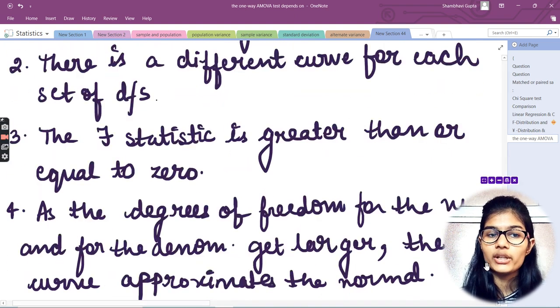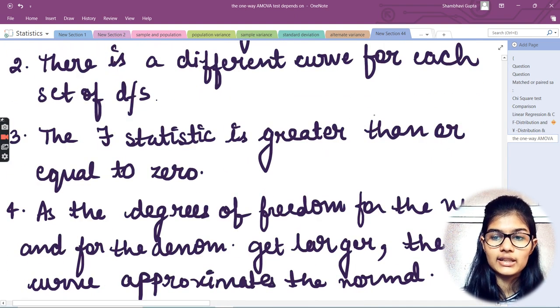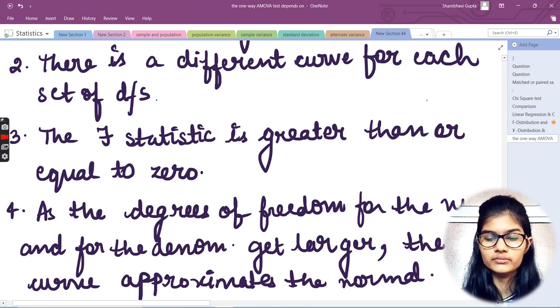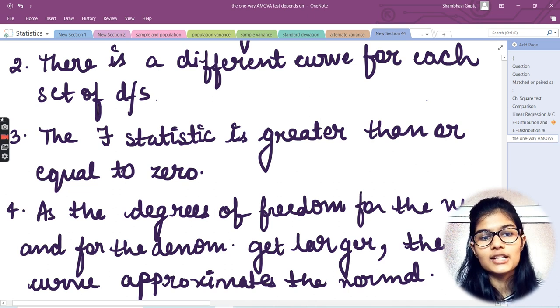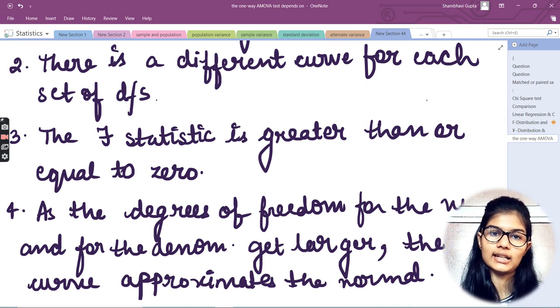So for each and every set of different degrees of freedom, we have a different curve. As soon as the set of degrees of freedom values changes, the shape of your curve will change as well, right? So hope I am clear with all of these things which I mentioned regarding the F distribution, both the facts and the notation.